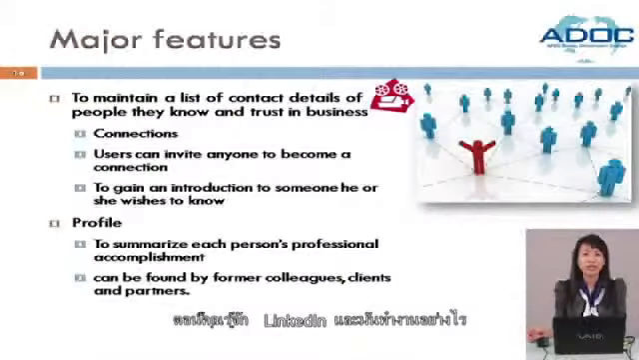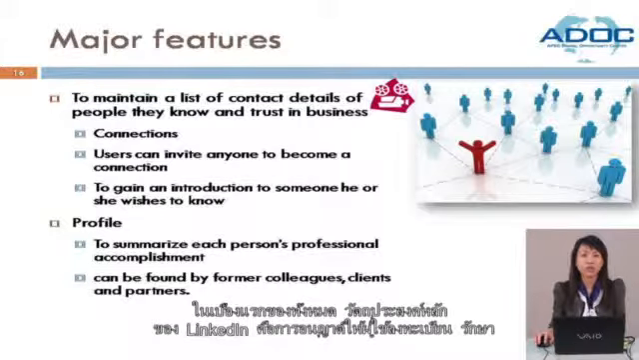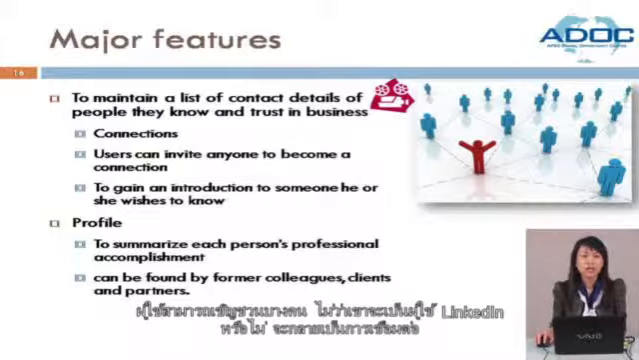Now you know what LinkedIn is and how it works. Let's see what kinds of features LinkedIn has. First of all, a major purpose of LinkedIn is to allow registered users to maintain a list of contact details of people they know and trust in business. The people in each list are called connections. Users can invite anyone, whether they are a LinkedIn user or not, to become a connection.